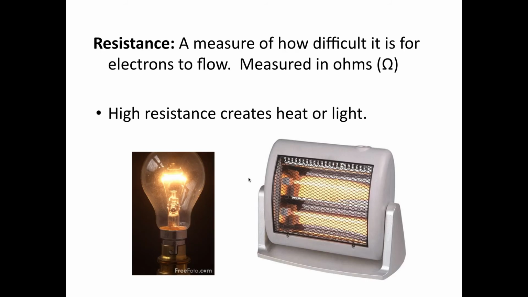Okay, so of course resistance is basically to do with how difficult it is for electrons to flow. If we make it difficult for electrons to flow, we can generate heat that way. And we take advantage of that, of course, in the examples that I talked about with the incandescent light bulb and the heating elements, right? So even space heaters will take advantage of that as well. So high resistance will create heat or light.